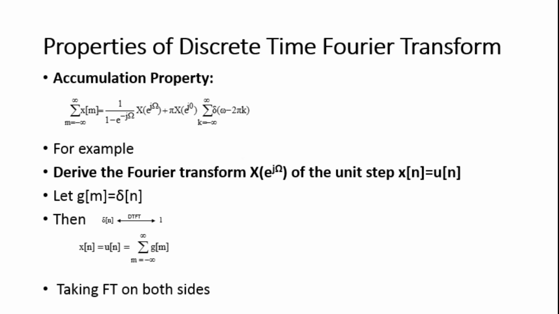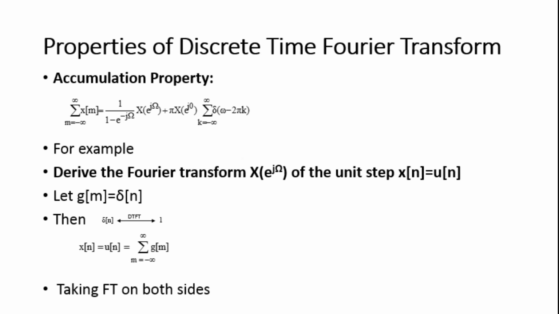For example, derive the Fourier transform x of e power j omega of the unit step, x of n equal to u of n. Let g of n be equal to delta of n, then the discrete time Fourier transform of delta of n is equal to 1. x of n is given, it is u of n, which is equal to summation m equal to minus infinity to n of g of m.